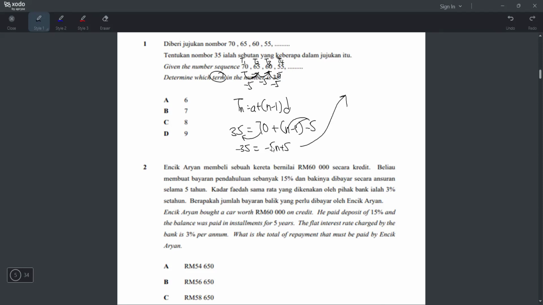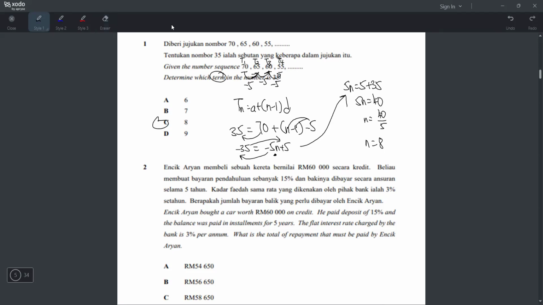Okay, let me continue here. We are trying to find n, so let's try to make it positive. So negative 5n, move over here, becomes positive 5n. And then negative 35, I can move it here, becomes 5 plus 35, which gives you 5n equals 40, and then n equals 40 divided by 5. All right, times moves over to become divide, so n equals 8. So the answer is C. That means the 8th term is 35.